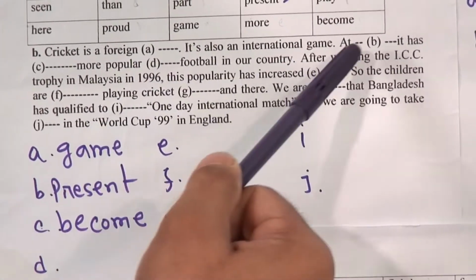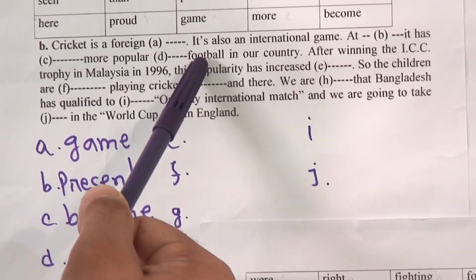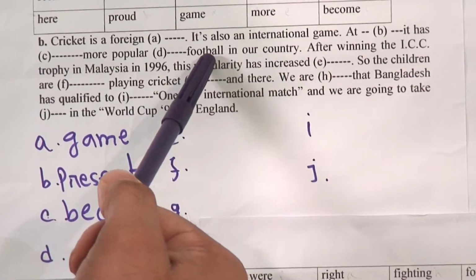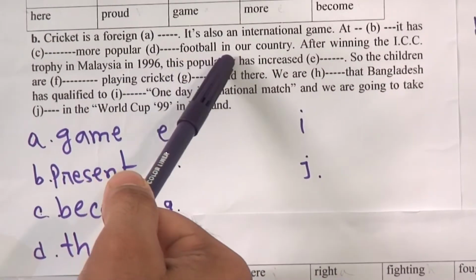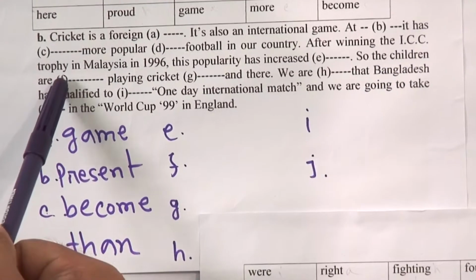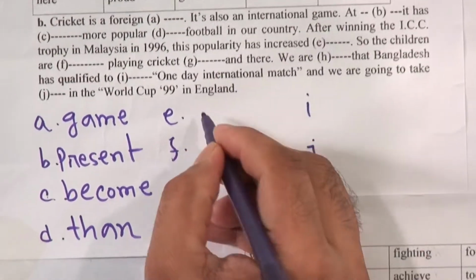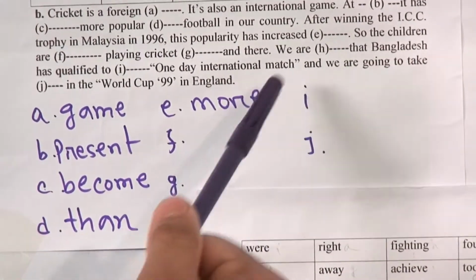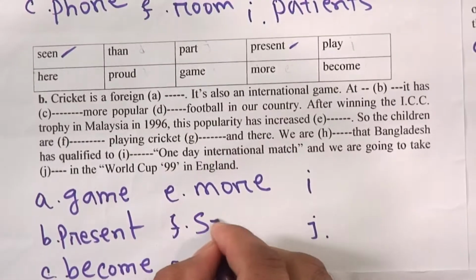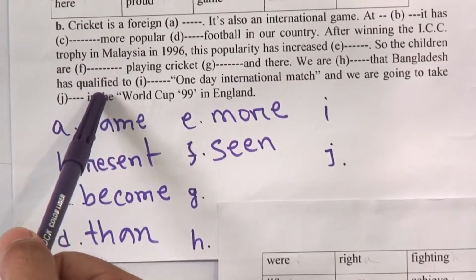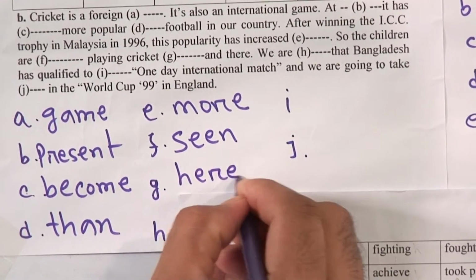Here is cricket, it is all about cricket, and another name is football. Here another sport's name is given. So cricket is compared with football. So it should be the comparative degree here. D number: more popular than football in our country after winning the ICC Trophy in Malaysia in 1996. This popularity has increased more. E number should be more. Okay, then so the children are seen playing cricket here and there.